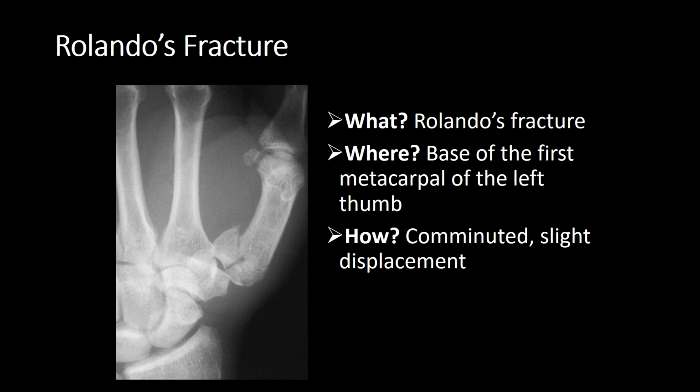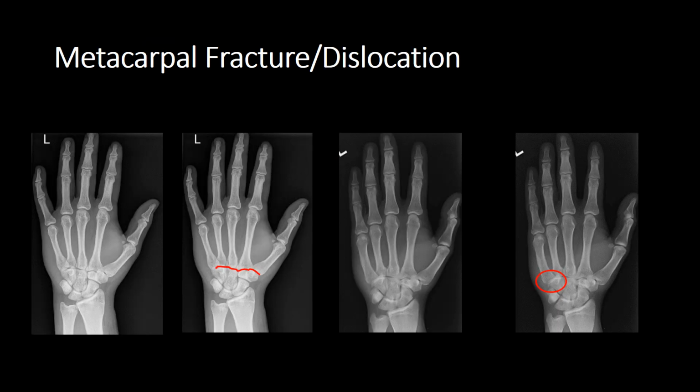So what is it? It's a Rolando's fracture, where it's at the base of the first metacarpal of the left thumb, and how? Comminuted and slight displacement. If you ever have a query to a fracture to the base of the metacarpal or a dislocation to the base of the metacarpal, you must always do a lateral view.